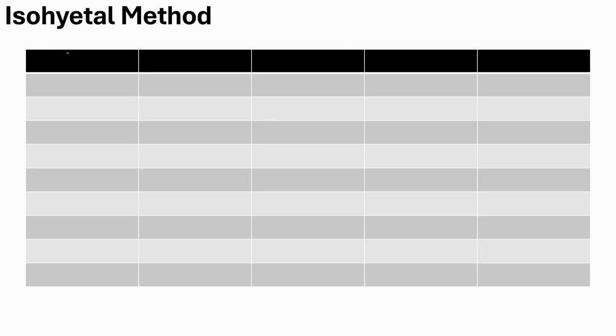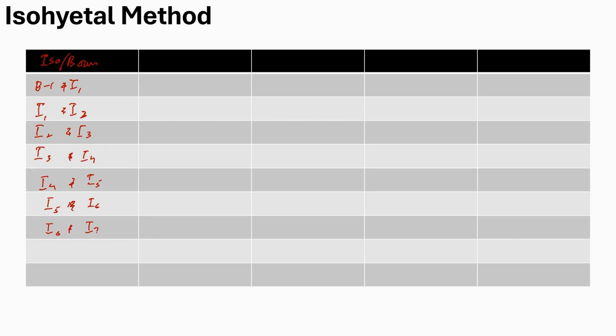So here we have a table. What will we do? We will simply write the name of the isohyet or boundary. So what is our first pair? That is boundary 1 and I1. Then we have I1 and I2. Then we have I2 and I3. Then I3 and I4. I4 and I5. I5 and I6.